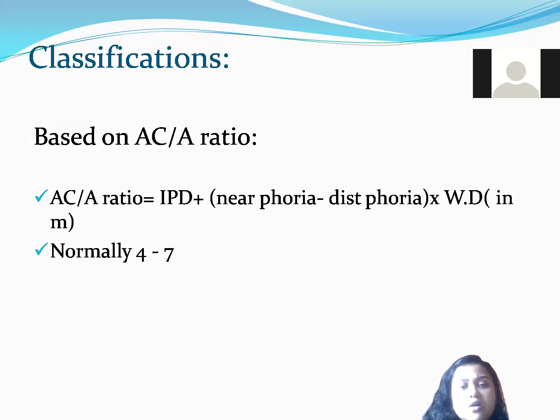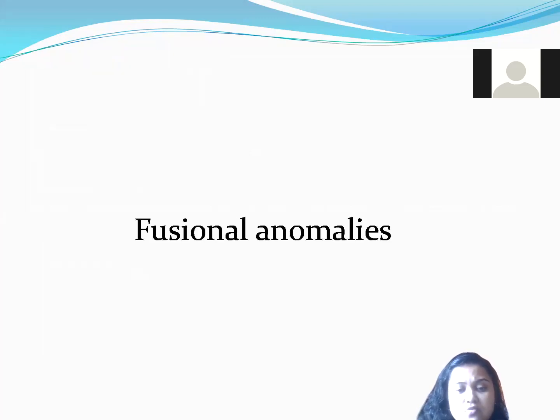How to calculate the AC/A ratio, we have already discussed the gradient method and the other methods also. So it is IPD plus near foria minus distance foria, into working distance in meters. That is the basic way we do the AC/A ratio calculation in an orthoptic evaluation. Normally, whatever AC/A ratio we get is around 4:1 to 7:1.